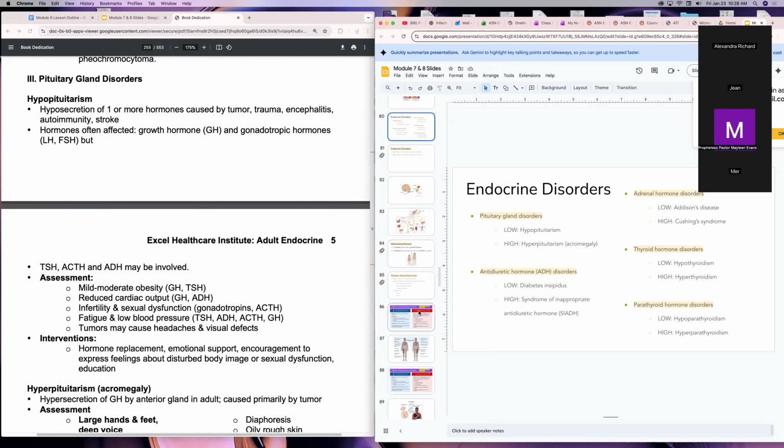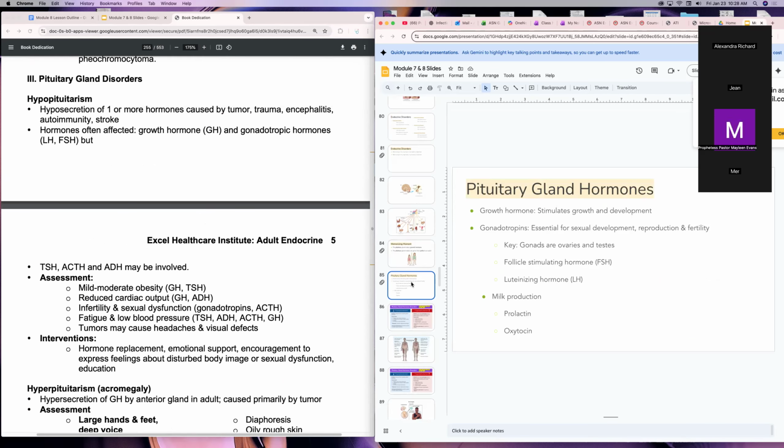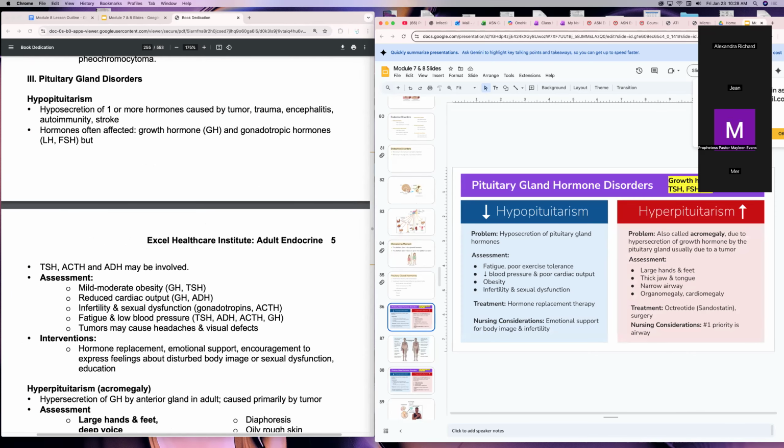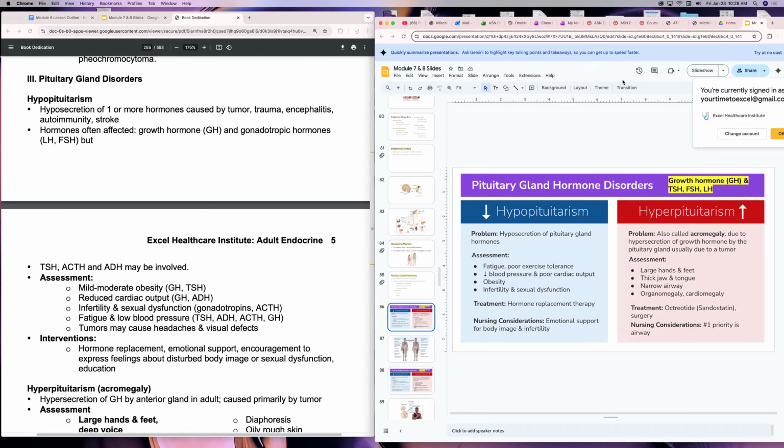All right, guys, so we're going to get into our first set of disorders, our first pair. So, first up is the pituitary gland disorders. Individuals with hypopituitarism have hyposecretion of pituitary gland hormones, including growth hormone, thyroid stimulating hormone, follicle stimulating hormone, and luteinizing hormone. So they're going to have issues with growth, okay? And also they're going to have fertility issues.